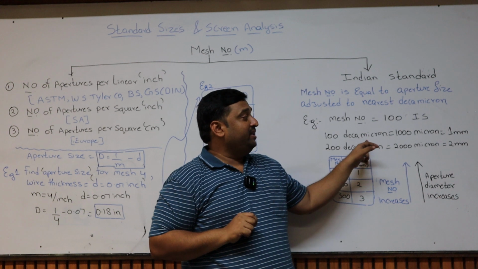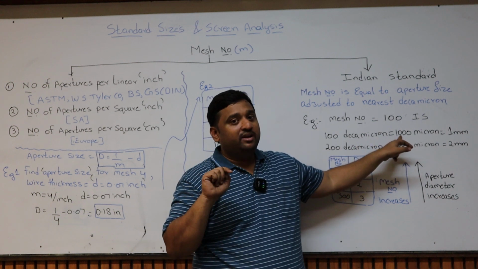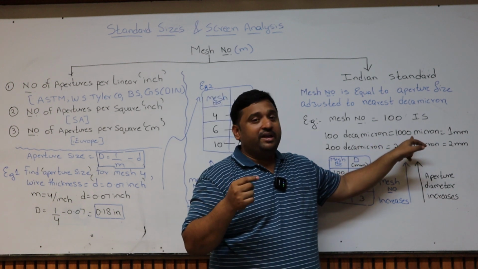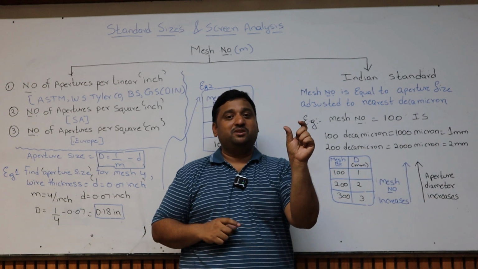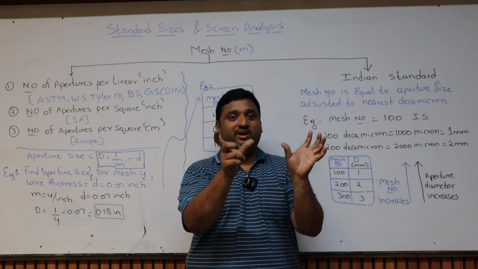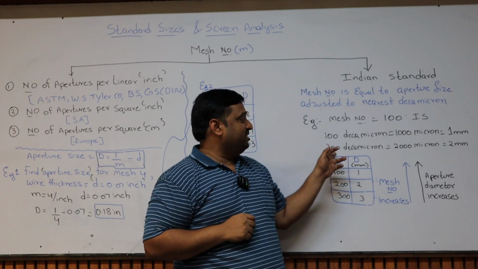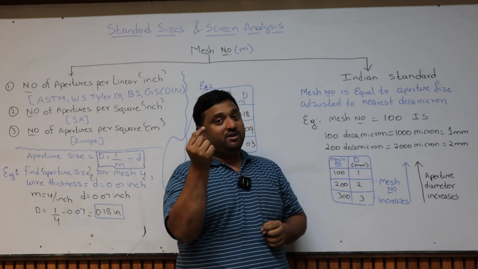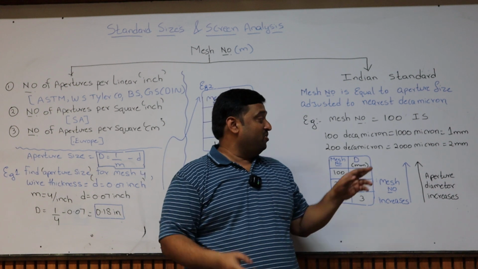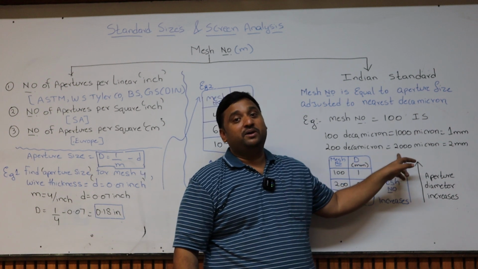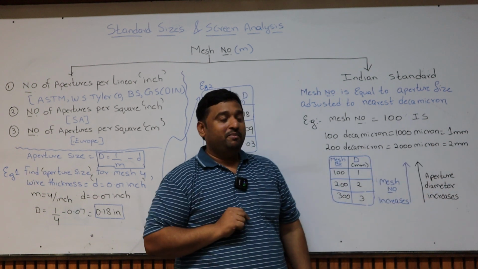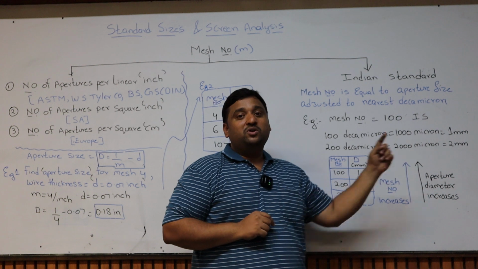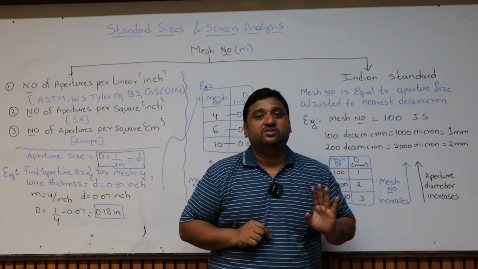100 decamicron means 1000 micron, that is 100 into 10. 1000 micron is nothing but 1 mm. That is what is simple: 100 mesh number means 100 decamicron, and 100 decamicron means 1 mm. What about 200? 200 mesh number means 200 decamicron. 200 decamicron means 2 into 1000 micron, which is 2000 micron, meaning 2 mm. That means it directly gives you the mesh number equal to the aperture size.